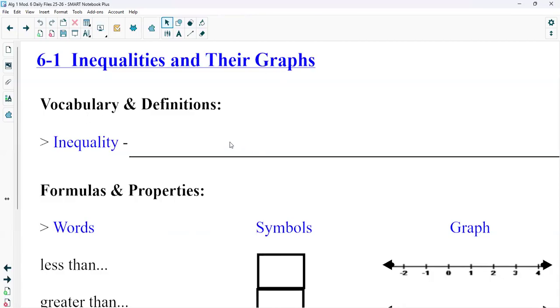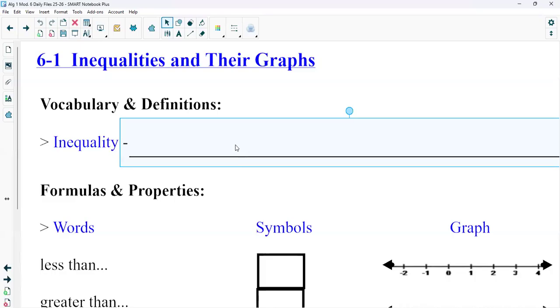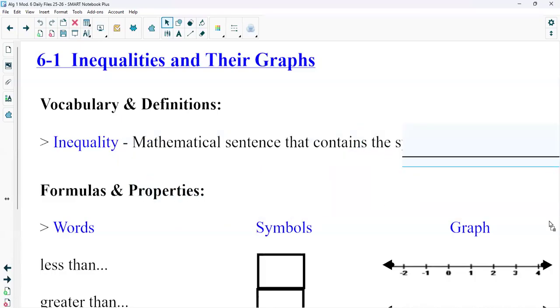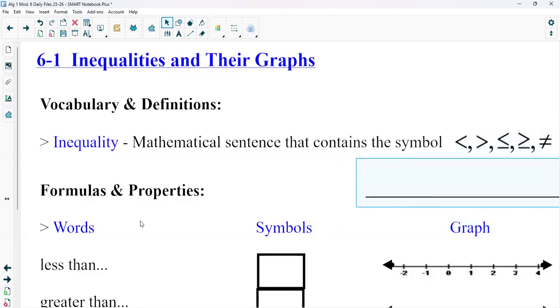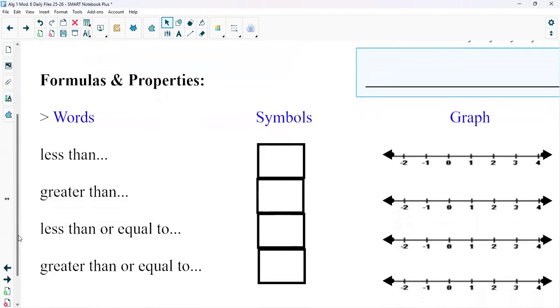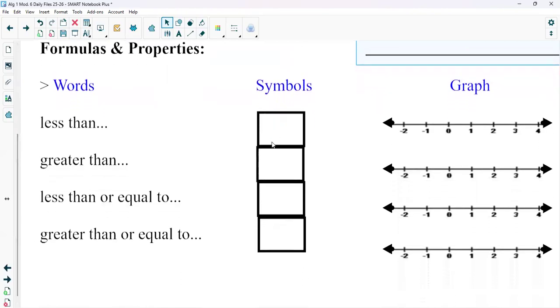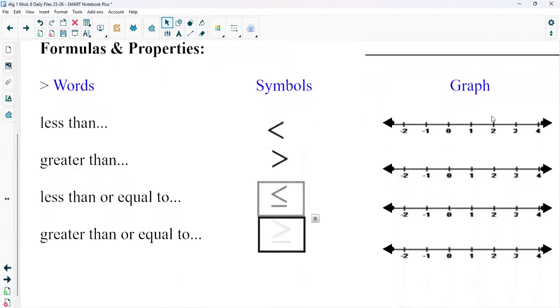Our vocab today is going to include the word inequality. An inequality is a mathematical sentence that contains the symbol less than, greater than, less than or equal to, greater than or equal to, or not equal to. We've got three things here: our words, symbols, and our graph.